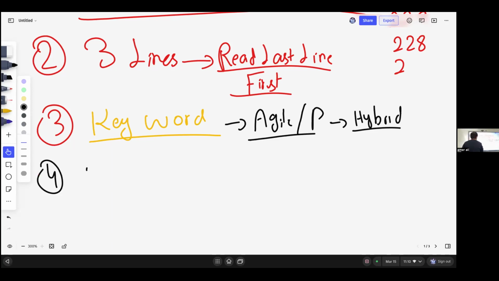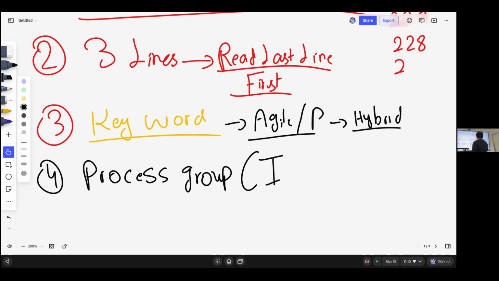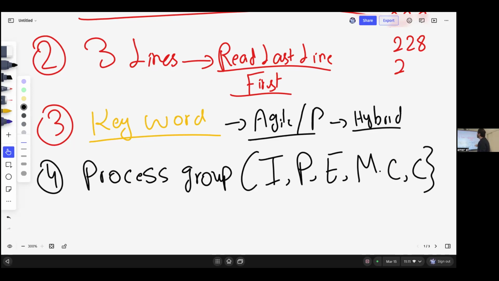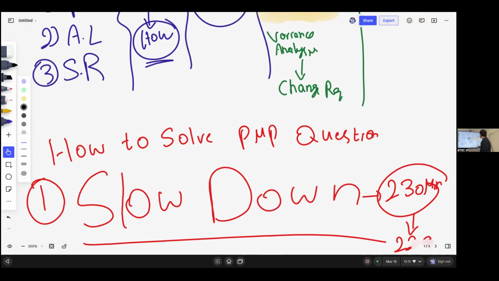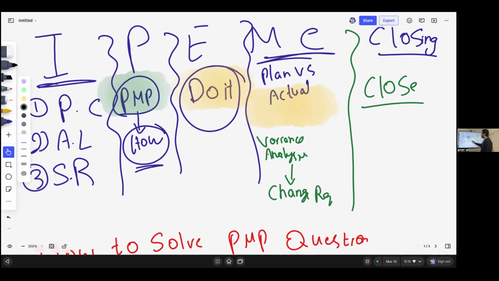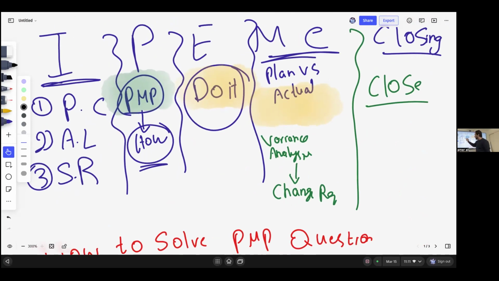you will see which process group you are in. Are you in initiation, or are you in planning, execution, monitoring and control, or closing? What happens in each? Initiation, these three things happen: project charter, assumption log, stakeholder register. Planning, we make the plan. Execution, we do the work. Monitoring and control, we compare the plan with the actual and change the plan. In closing, we close the project.